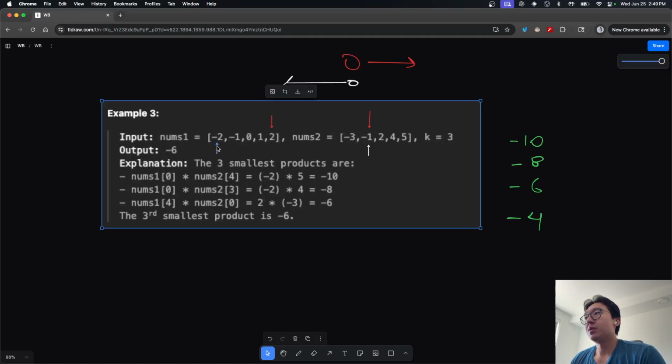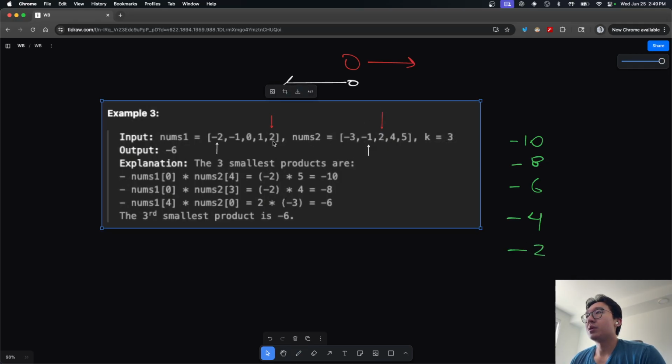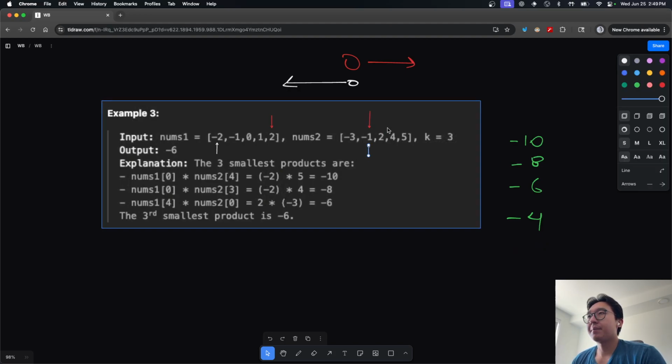And then who wins now? -2 times negative, this is 2 compared to -2. So this one wins again. So boom goes right here. And then -2 goes right here. And then who wins now? Now it has to be 0, right? Now it has to be 0. So that was not right. Hmm.